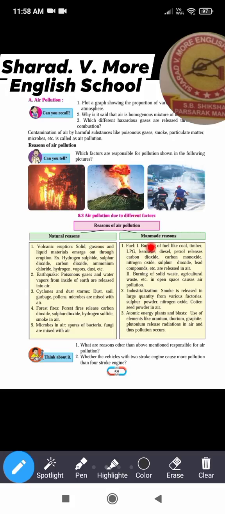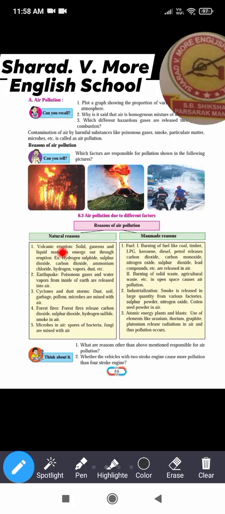Reasons for air pollution: natural reasons and man-made reasons. These reasons of pollution are classified into two categories, natural reasons and man-made reasons. So what is a natural reason? The pollution of air by nature itself is called a natural reason, and the pollution of the air by man-made activity is called a man-made reason for air pollution.